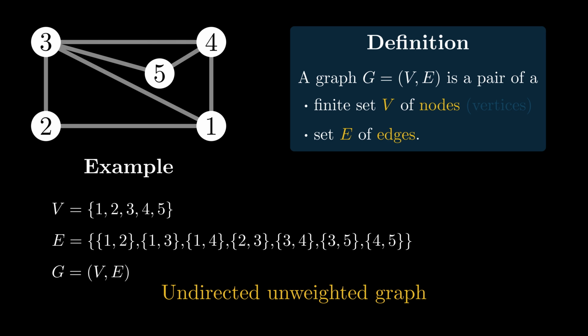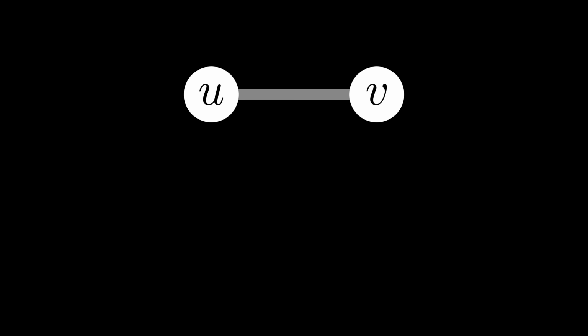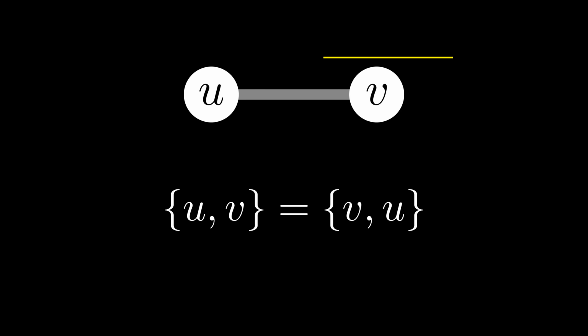Before we proceed, a quick remark about the notation used in this course. An edge connecting two nodes U and V in an undirected, unweighted graph will be denoted as UV or VU. Both notations have the exact same meaning.